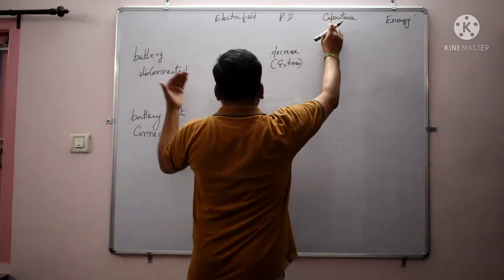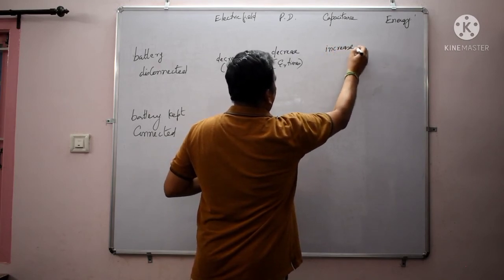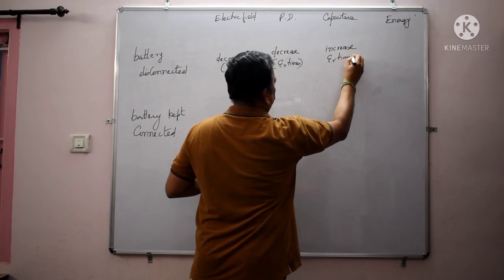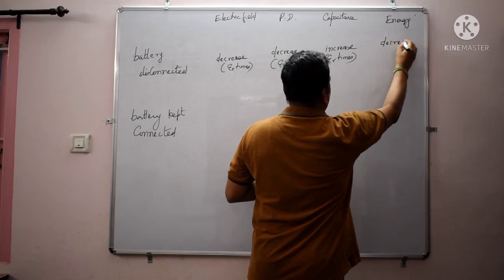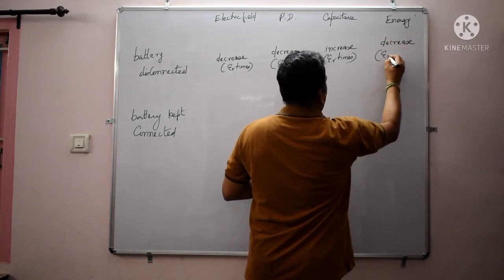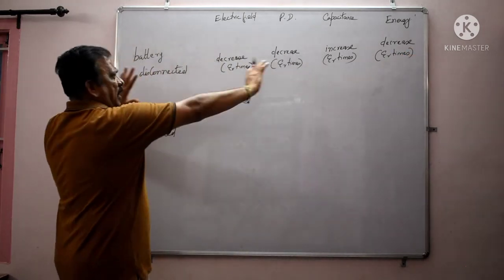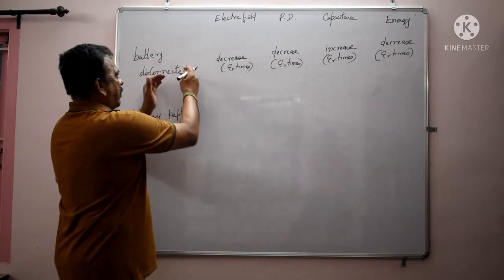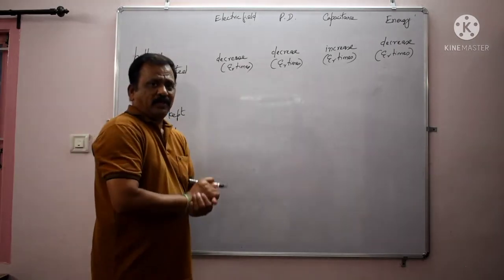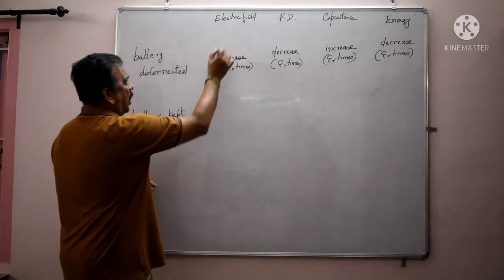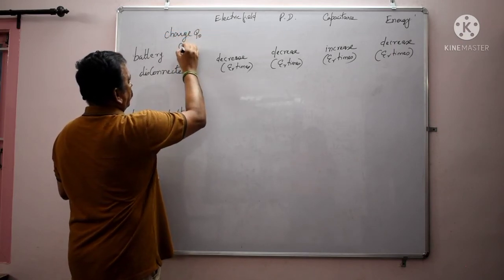And the capacitance of the capacitor increases. By how many times? Epsilon r times. And the energy stored by the capacitor will decrease by epsilon r times. Okay, right. And one thing will remain constant. When the battery is disconnected and I introduce a dielectric material, one thing will remain constant. What is that? The charge will remain constant. The charge on the capacitor plate remains constant.